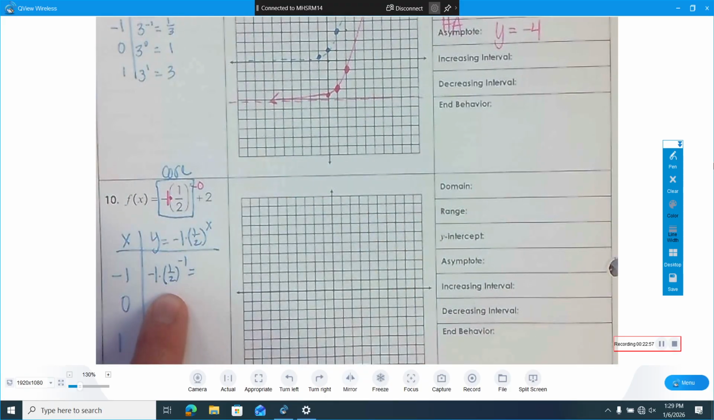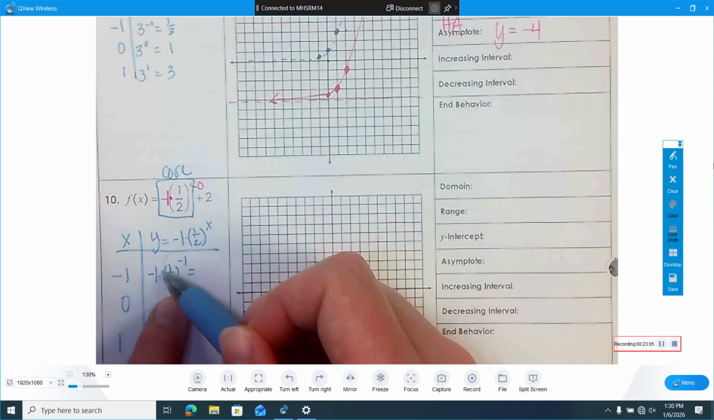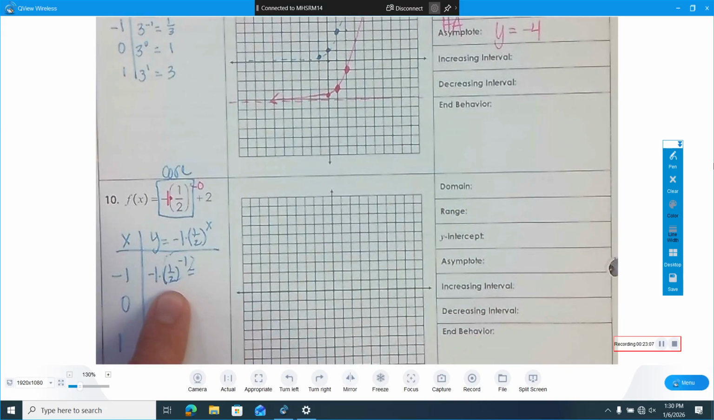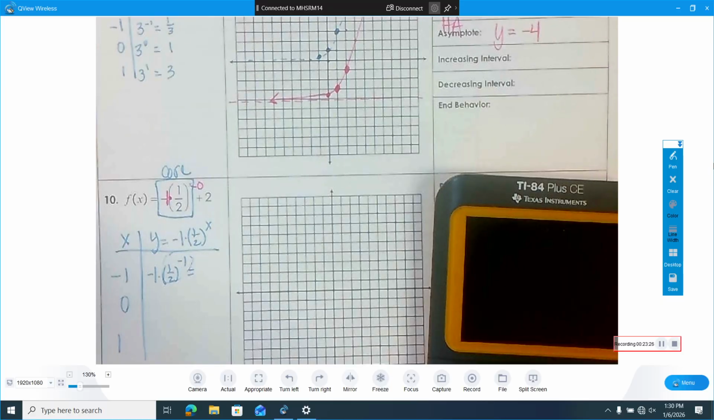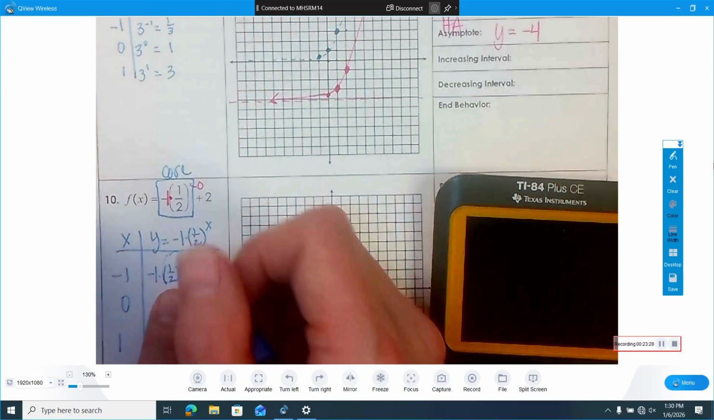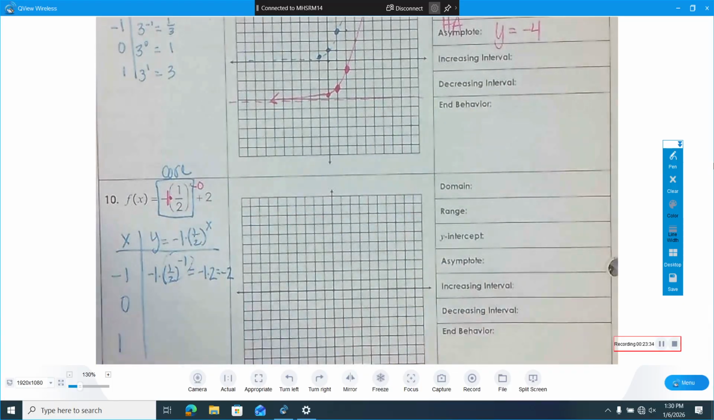Order of operations. What do we have to do first? The parentheses and the exponent. Yeah. So this thing right here, what is 1/2 to the negative 1? 1/2 to the negative 1 power. Which is 2. Yeah, it flips your fraction. That negative exponent flips your fraction. So it just becomes 2. So this is negative 1 times 2, which is negative 2.